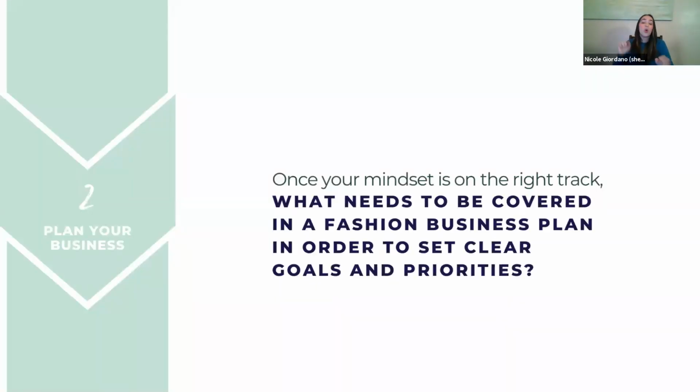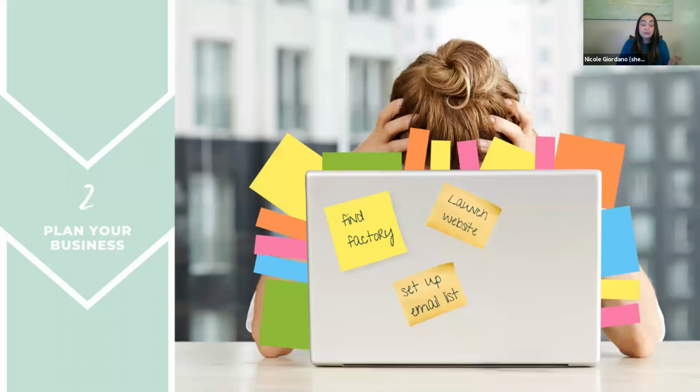So the question is, what needs to be covered in a fashion business plan in order to set clear goals and priorities? The answer is the unconventional business plan approach. I call it this because I do not believe that you need a plan that is so big and involved that you never look at it. The plan helps you get clear on what you should be doing and what you shouldn't be doing.